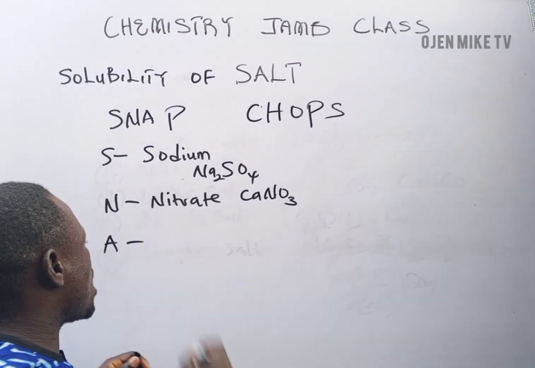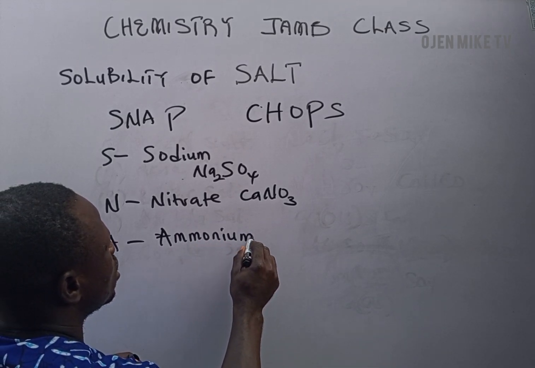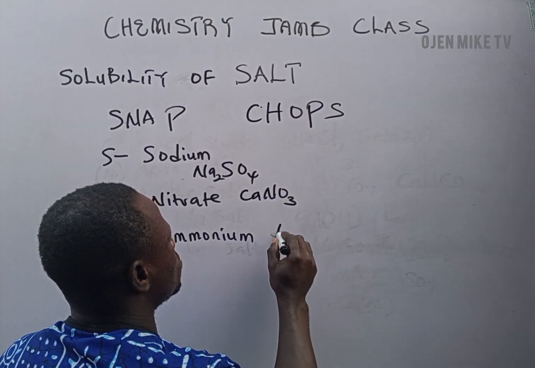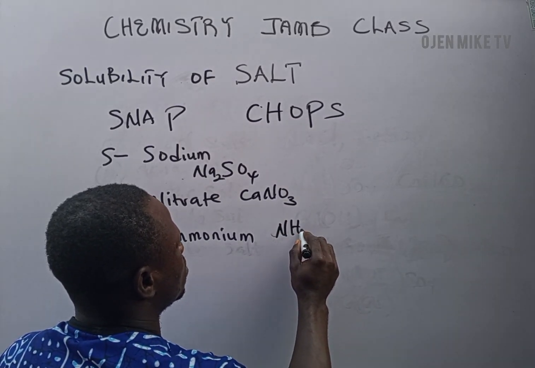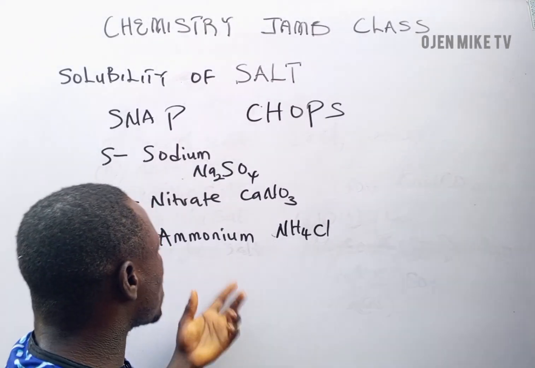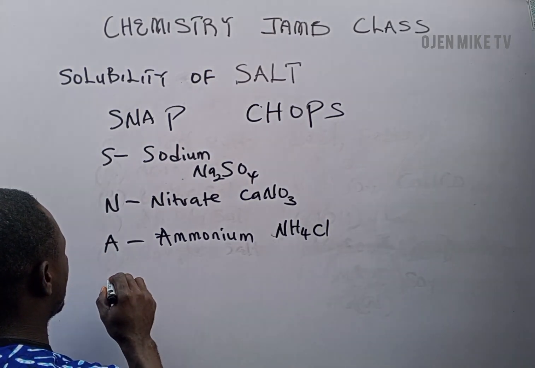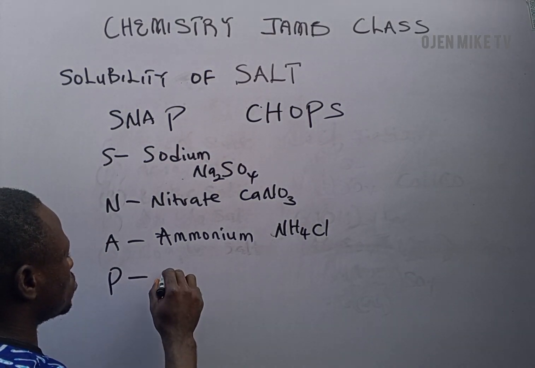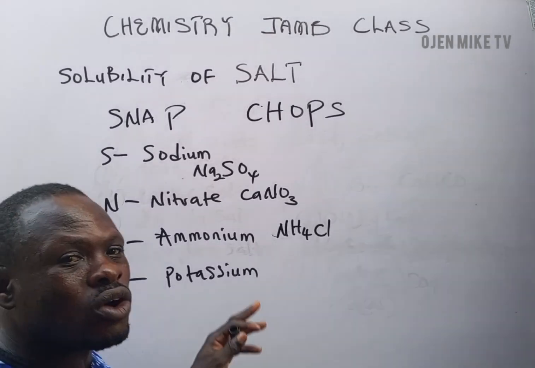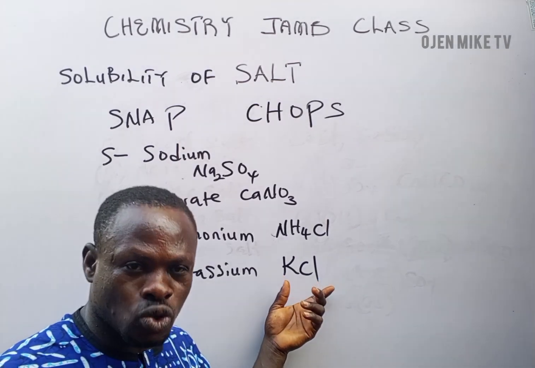The next one is A. A stands for ammonium. Any salt that contains ammonium, for instance ammonium chloride, is soluble. Any salt that contains ammonium is soluble. Another one we are going to look at is potassium. Any salt that contains potassium, for instance potassium chloride, is soluble.